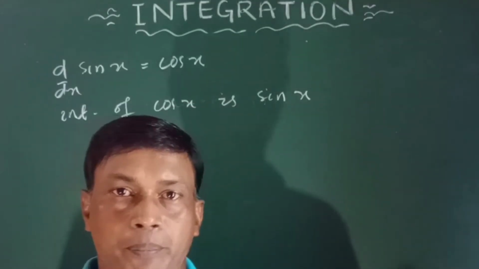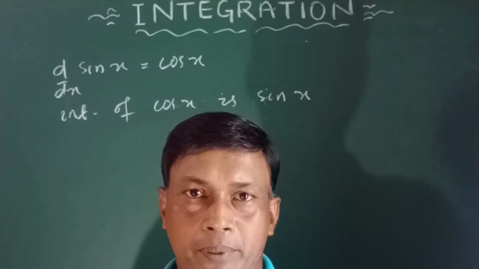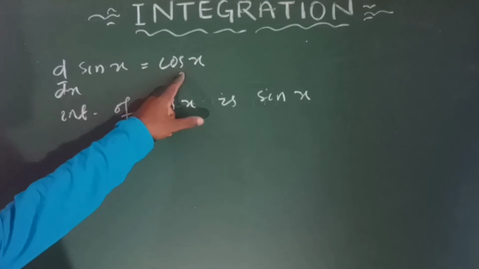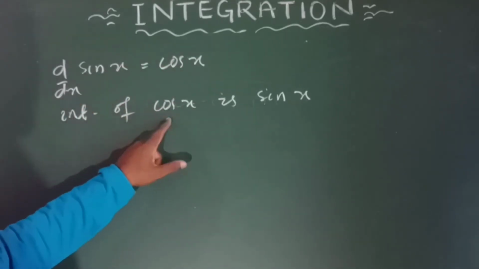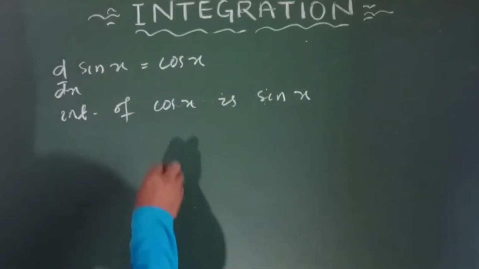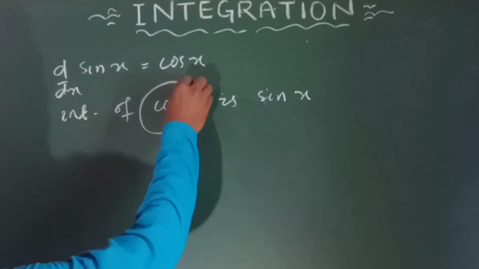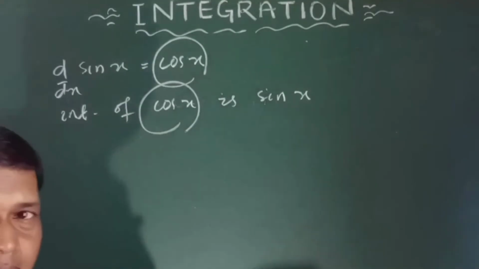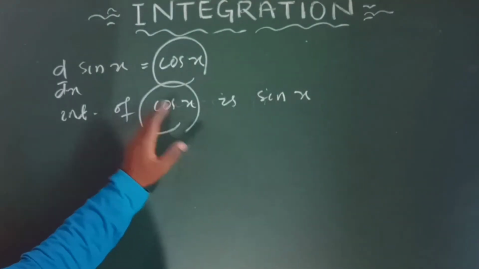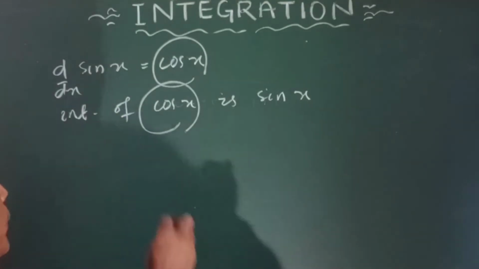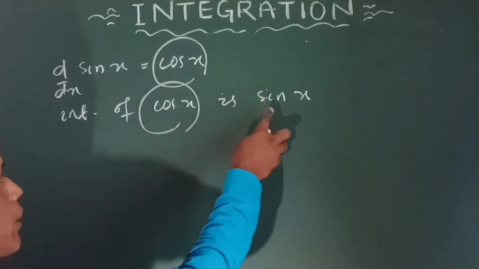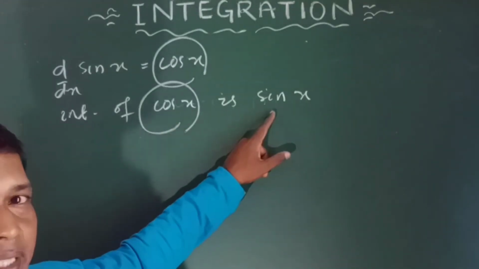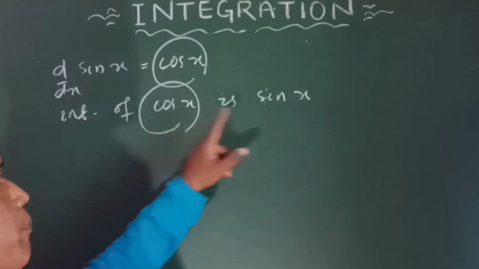Now I want to define integration in another way. The first definition is the inverse process. Another way: look here, the derivative of sin x is cos x. Then we can say the integration of cos x is sin x. That means we are integrating the derivative of a function. We integrate cos x and find sin x. We integrate the derivative and find the function.